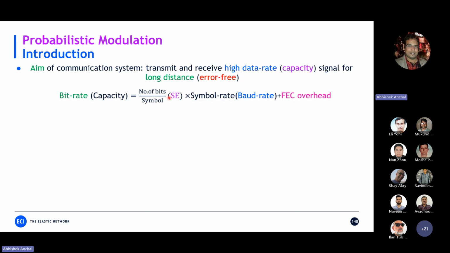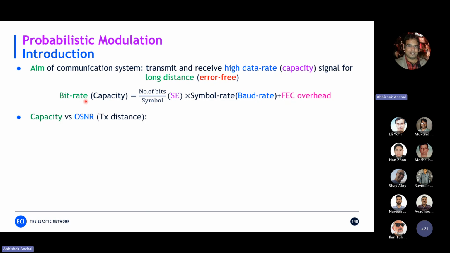To increase the capacity or data rate, we improve the spectral efficiency. The total capacity is the number of channels times this, but the capacity of a channel is bits per symbol, that is spectral efficiency times symbol rate or baud rate, plus FEC overhead, which we always add. So to increase the bit rate, we can either increase the spectral efficiency or increase the baud rate, and in both cases we increase the overall transmission data.